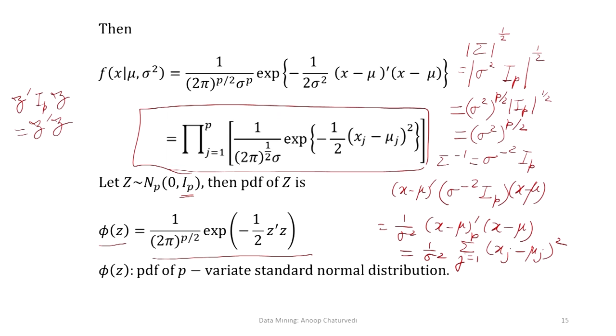Remember that for the univariate case, if z has a normal distribution having mean 0 and variance 1, then we say that z has the standard normal distribution or standard univariate normal distribution. Here the PDF of z is of this form. It has mean vector 0 and variance covariance matrix I, the identity matrix. The p variate standard normal distribution.